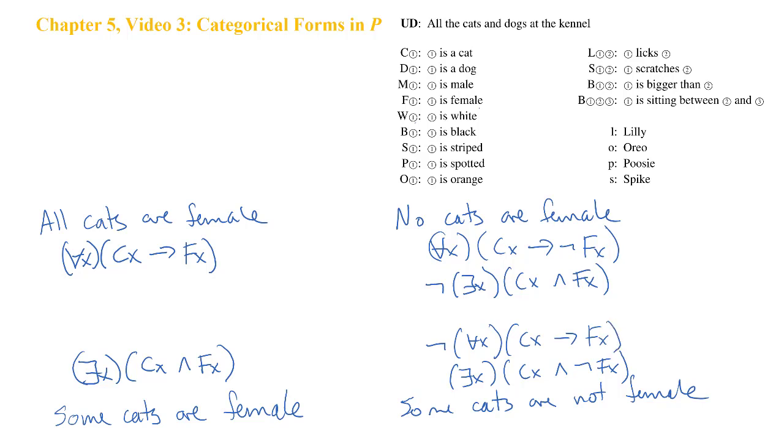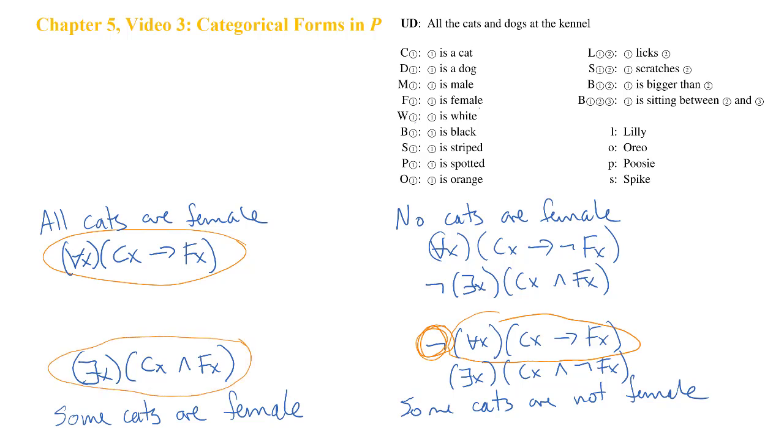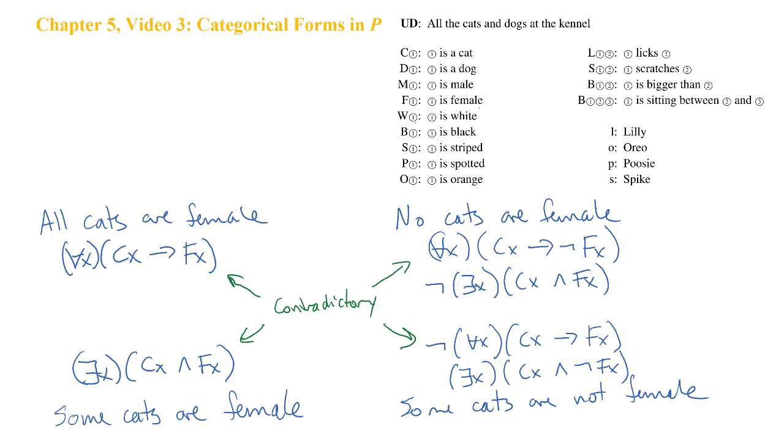Now again, you may well notice that this form appears right here with the negation attached, and this form appears right here with the negation attached. So what that means is, as with the simple square we saw previously, the diagonally opposite corners are contradictory.